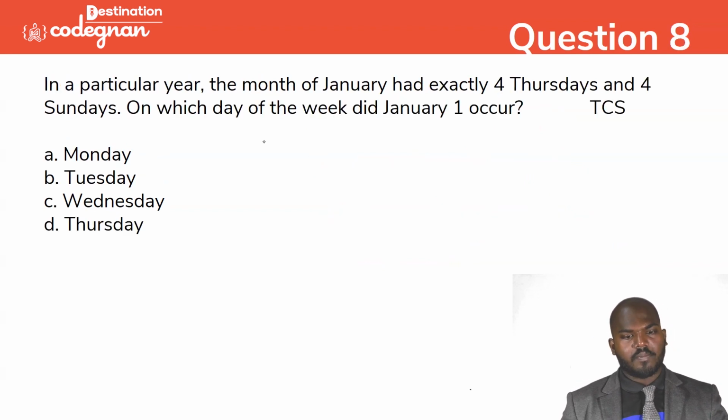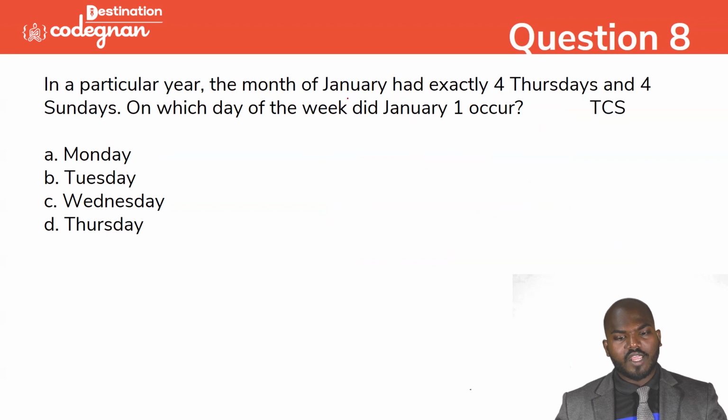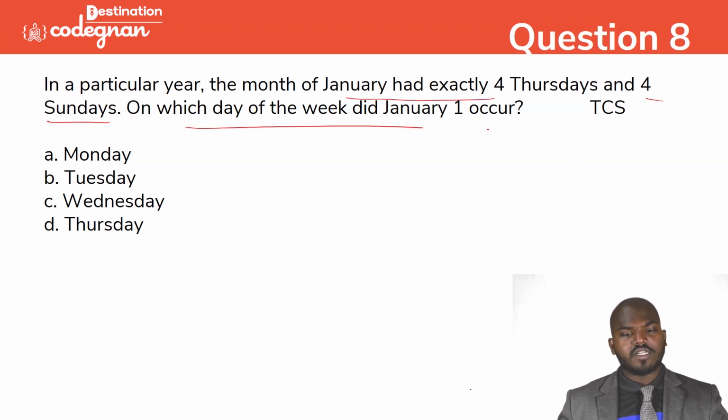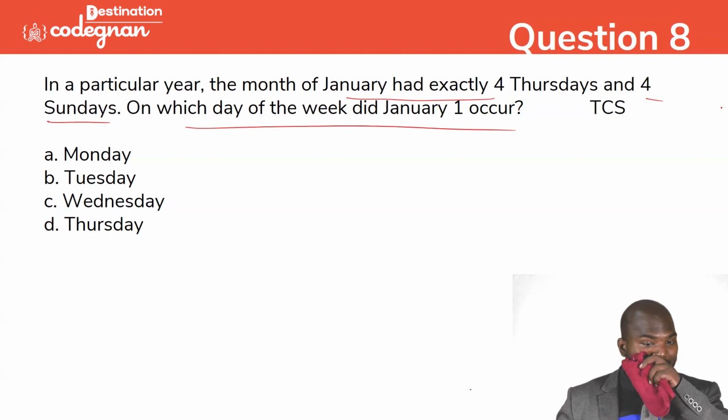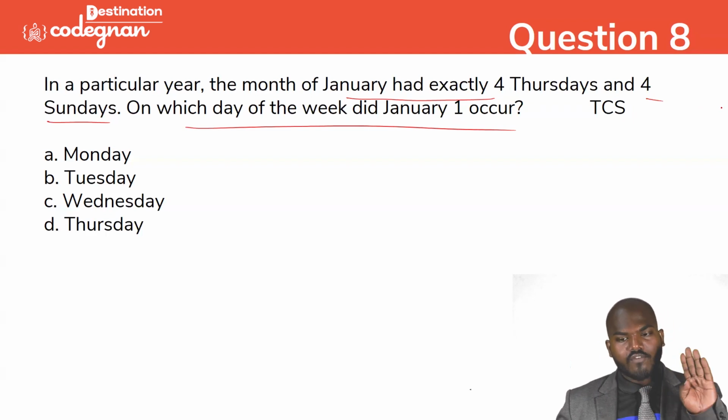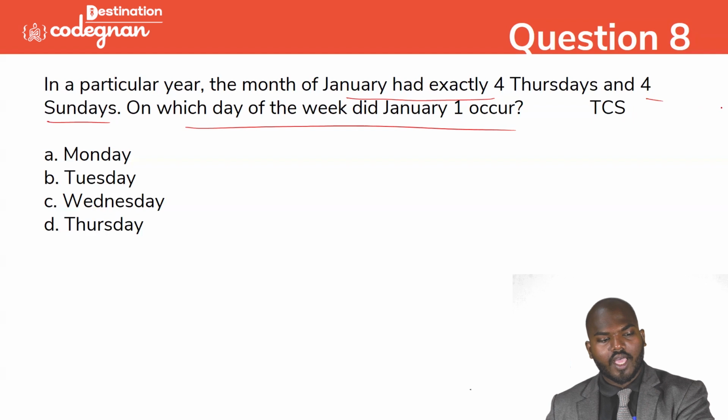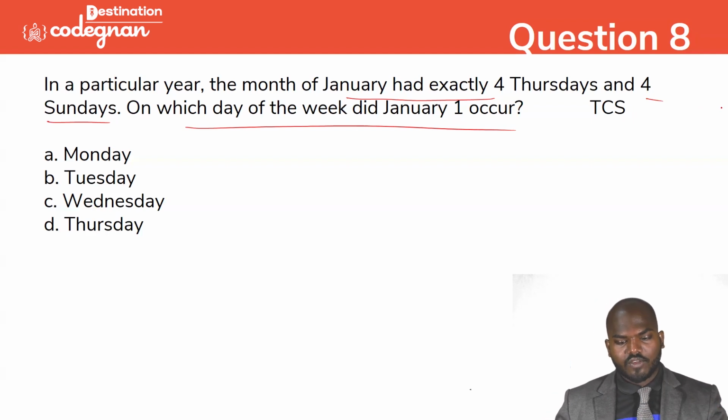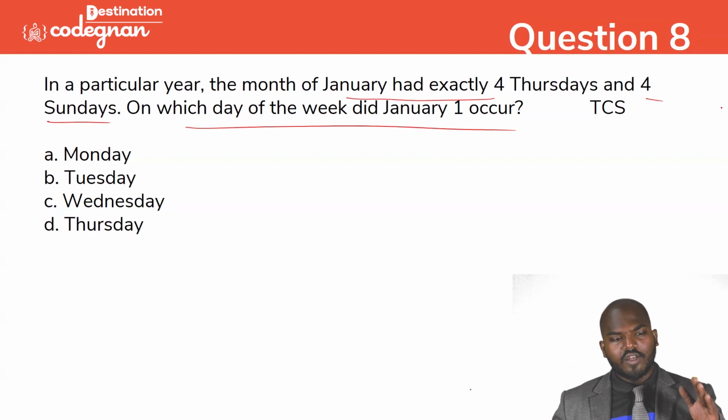And going to the next question: in a particular year, the month of January had exactly 4 Tuesdays and 4 Sundays. On which day of the week will January 1 occur? So what is the exact value? If the month starts on any one of the days, it will not be able to generate the 4 Thursdays and Sundays. So how should I think about it?